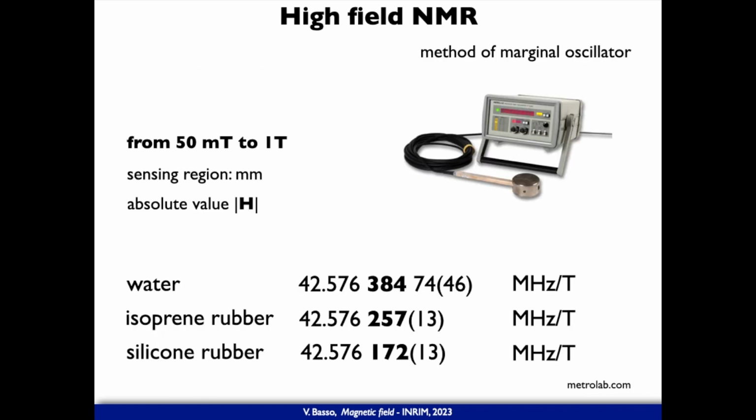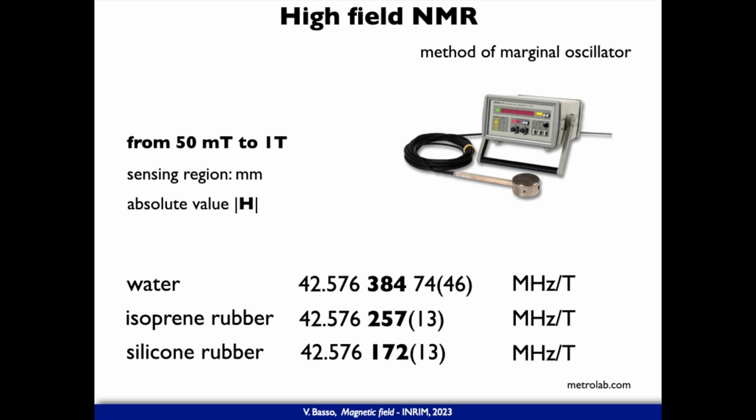By using this proton precession, essentially one can build instruments, and this is a very typical instrument, high field NMR, which is commercial and very much used. The measurement of the precession of the proton spin is made by an electronic method which is quite complicated. It's an amplifier based on the marginal oscillator method.